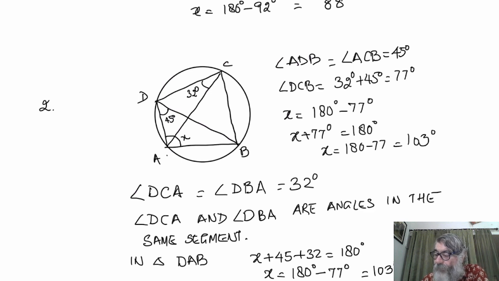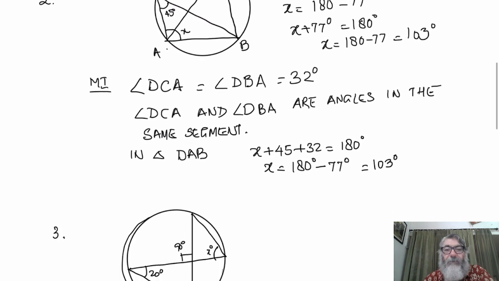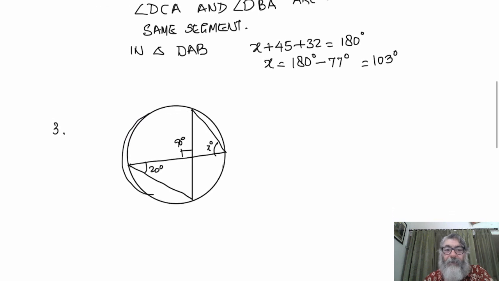So either you can use this method, this is method 1, and this is method 2. Any method you can use. I have used method 1 by simply using the properties of angles in the same segment and then saying that the sum of the angles of a triangle is 180 degrees. Here I have used the same segment property and then the property that opposite angles of a cyclic quadrilateral are supplementary. So any one of the methods is applicable and both are correct because we are getting the same answer. If they were not correct, we couldn't get the correct answer.